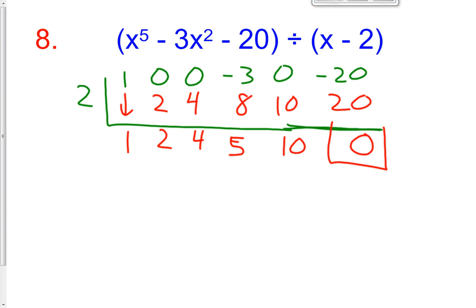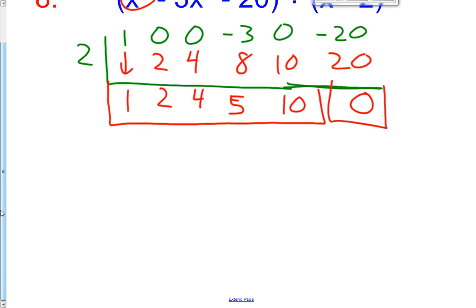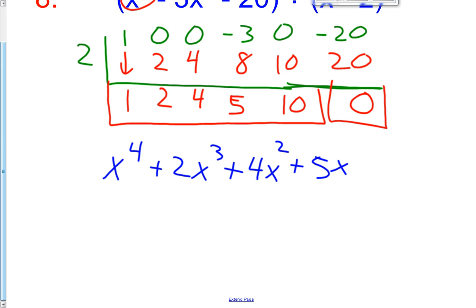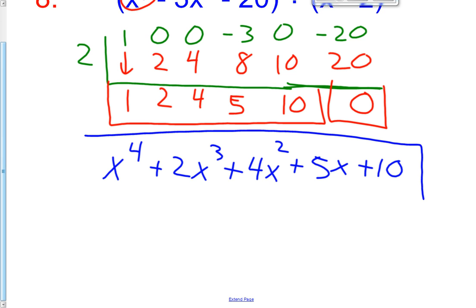So the highest power of x is x to the 5th. So these numbers represent one power down from that, which would be x to the 4th. And then we go down in descending order. Here we go. 1x to the 4th plus 2x cubed plus 4x squared plus 5x plus 10. Our quotient, x to the 4th plus 2x cubed plus 4x squared plus 5x plus 10. And there is our answer.